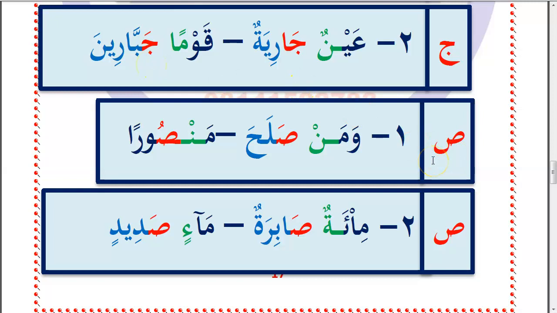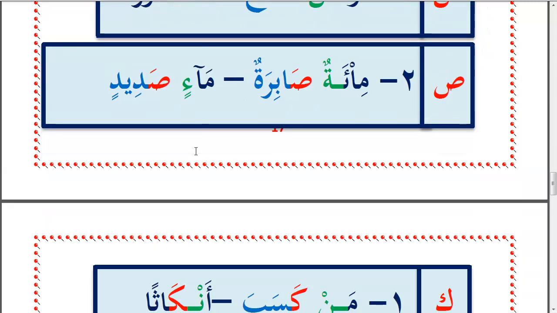Now sadun appearing after nun sakina. وَمَنْ صَلَحَ. Sadun again after nun sakina in one word. Mansura. Okay, here is sadun again appearing after tanween.